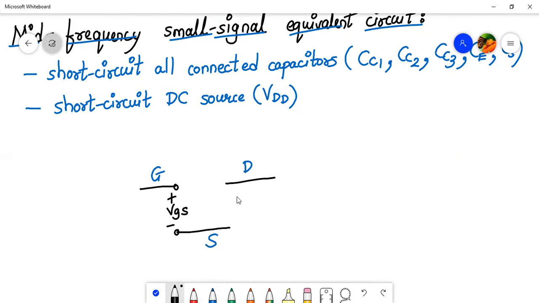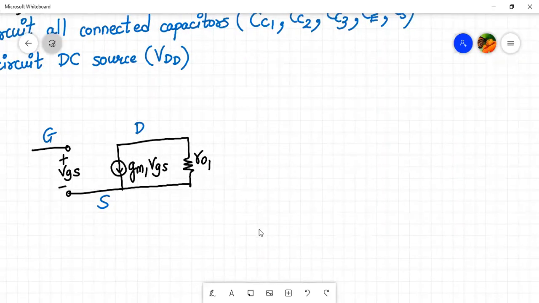What is connected between drain and source? We have a voltage dependent current source with the form of GM into VGS, right? So we will write GM1. The reason why we write GM1 is because we have another GM coming up for Q1 transistor. So we write over here GM1 into VGS. We'll also consider RO1 or RD1, we can say, right? That is the output resistance for this MOSFET. So we'll write over here RO1, right? So this is my small signal model for the MOSFET.